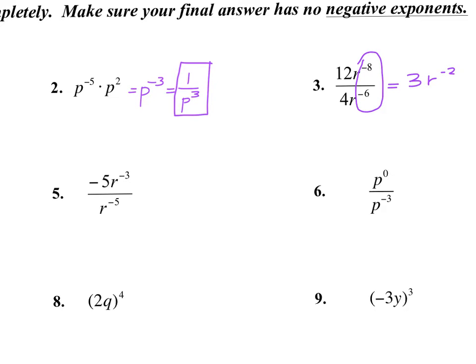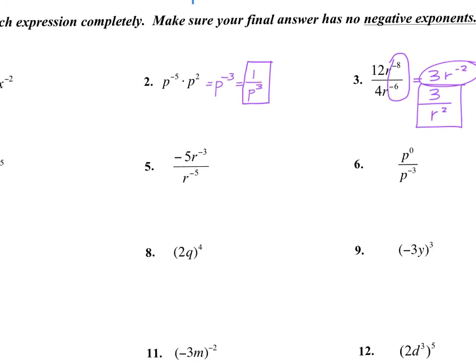What does that become? No. 3 over r squared. So here's where you have to be careful. This negative 2 is not associated with a 3, right? This is 3 and r to the negative 2nd. So your 3 stays on top, your r goes to the bottom. So it's 3 over r squared. Okay? Be careful with that. It's easy to try to lump them together. They are not lumped. Okay? They are separate things.